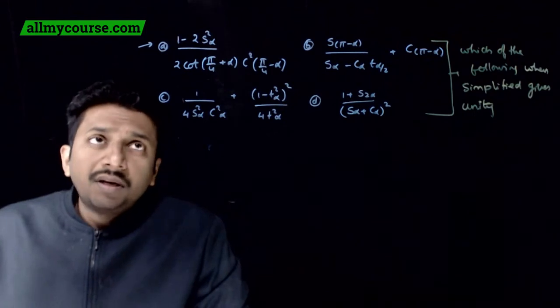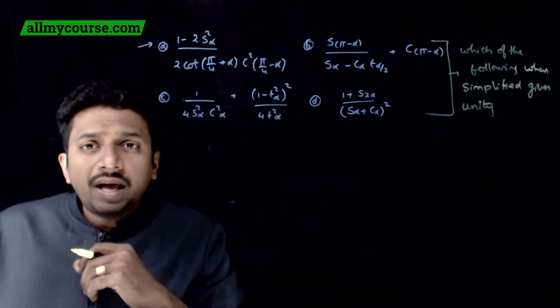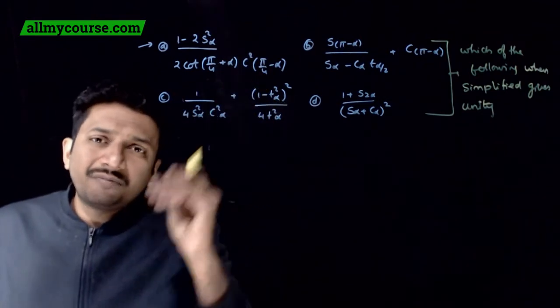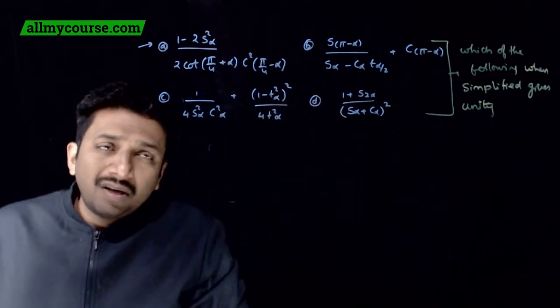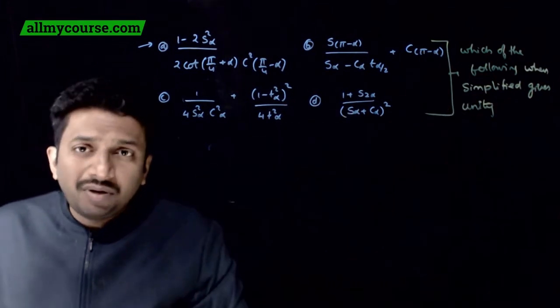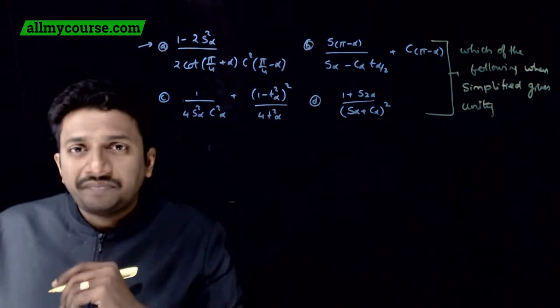So welcome students. In this question you're given 4 options. 1 minus 2 sine square alpha by 2 cot pi by 4 plus alpha into cos square of pi by 4 minus alpha. So you have 3 other options. And you're asked to find which of the following when simplified leads to unity. So which of the following when simplified leads to 1 as the answer.